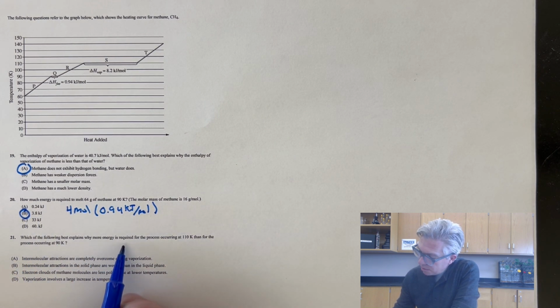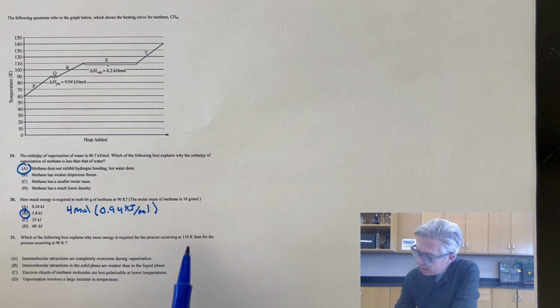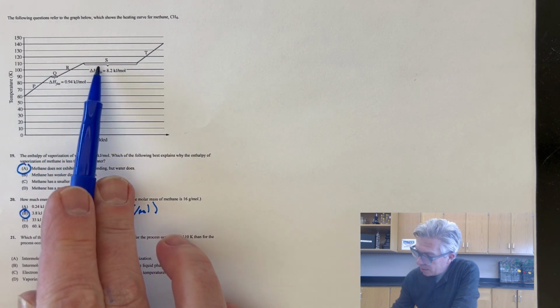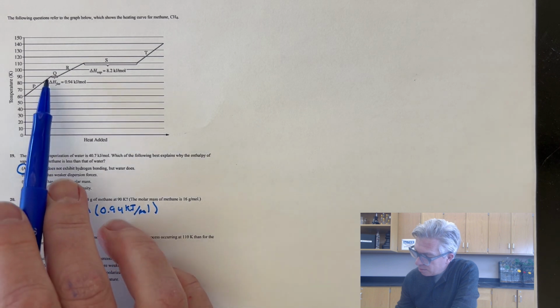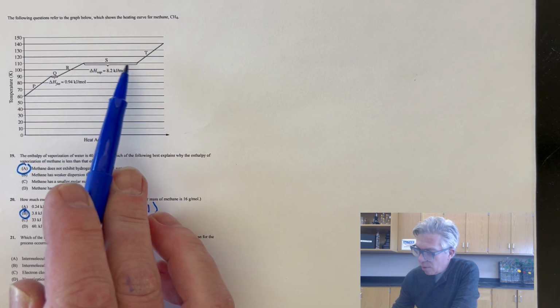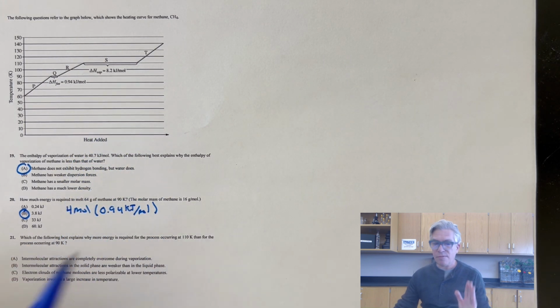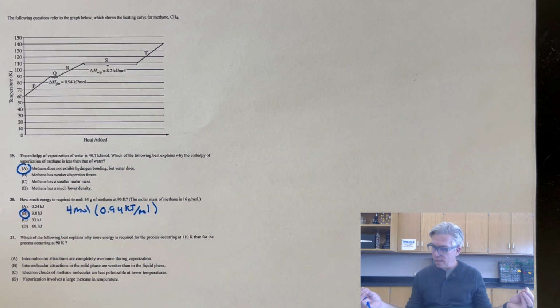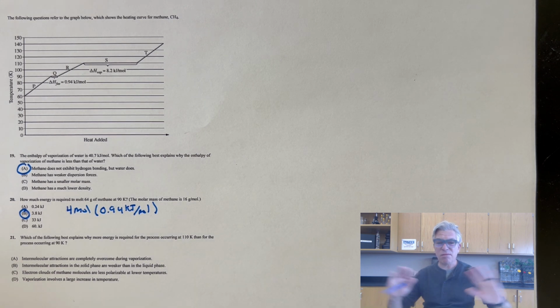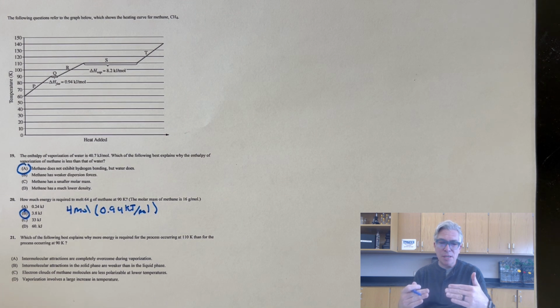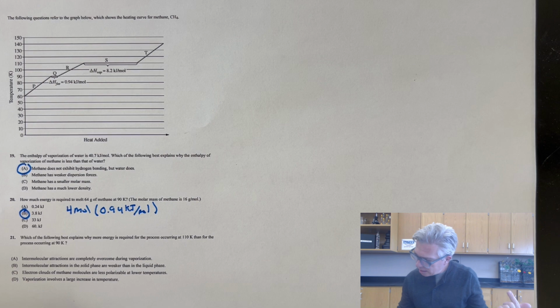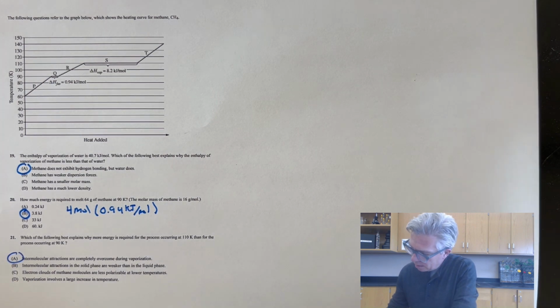Which of the following best explains why more energy is required for the process occurring at 110, that's vaporization, than for the process occurring at 90? Okay, why is this segment longer? And that's typical for most things because when you're vaporizing, you're completely separating the molecules from themselves, like completely separating. Whereas when you're melting, you're simply kind of giving them a nudge so they can move around a little bit. And so it requires more energy. And which choice is that? That is going to be choice A on that.